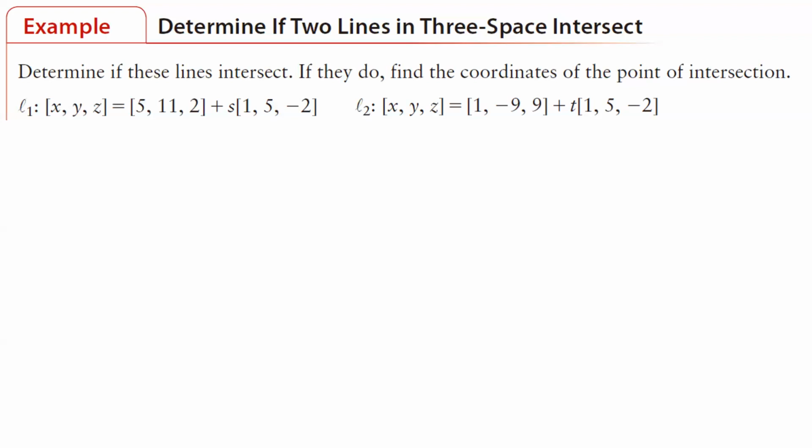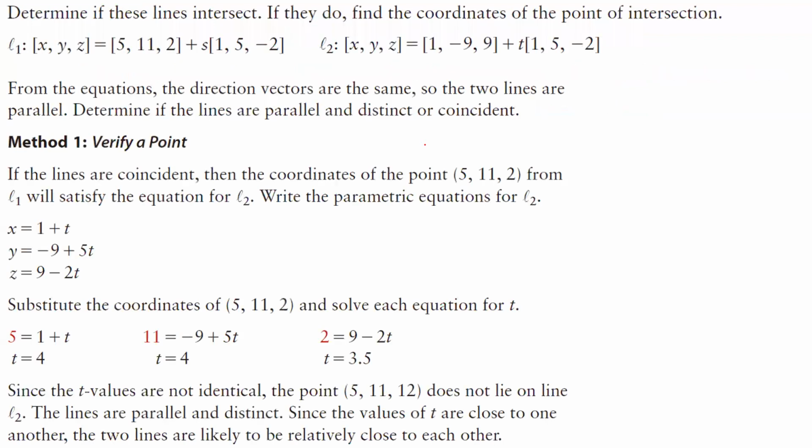Okay, have you finished? Well, let's have a look at the solution together. Actually, there are two methods we can use to solve this question. By observation of the vector equations for these lines, you can see the direction vectors are the same, right? So the two lines are parallel. Then we must determine if the lines are parallel and distinct or coincident.